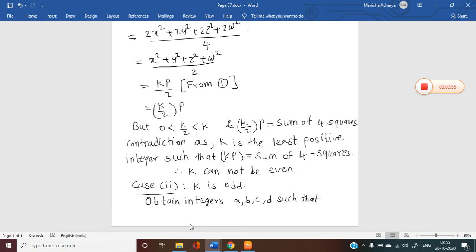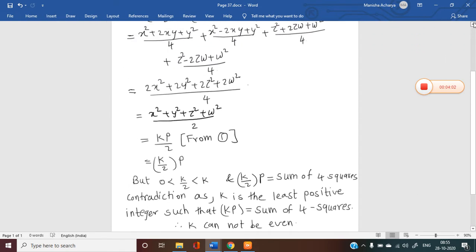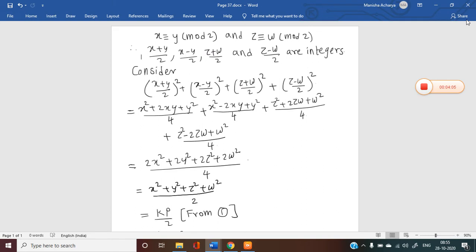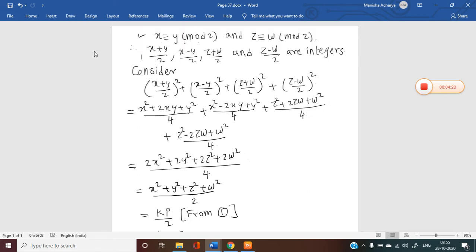is that they are either all even, or all odd, or two of them are even and two of them are odd. Obviously two of them are congruent to each other modulo 2, and the remaining two are also congruent to each other modulo 2. So let x and y be congruent to each other modulo 2, and y and z be congruent modulo 2. Here x, y, z, w are just notations for denoting the values. It doesn't matter even if we consider x and z or x and w to be congruent to each other, it's just a notation.